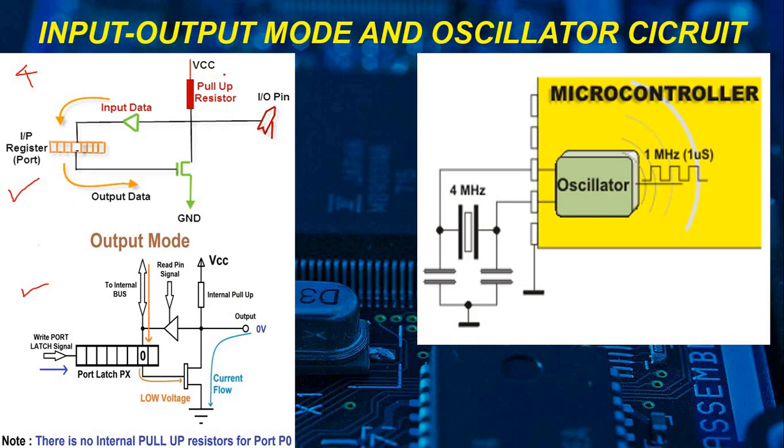Here we have an internal pull-up resistor. Except for port 0, all the other 3 ports have an internal pull-up resistor. That is, port 1, port 2 and port 3 have internal pull-up resistors, whereas port 0 does not have any pull-up resistors. Why do we need a pull-up resistor? The supply voltage of the 8051 is 5 volts, but if I am not getting a 5 volt supply on my output side, then at that time I need pull-up resistors.